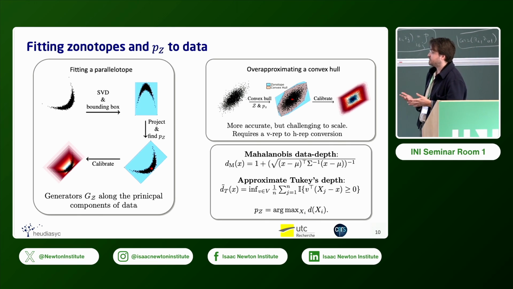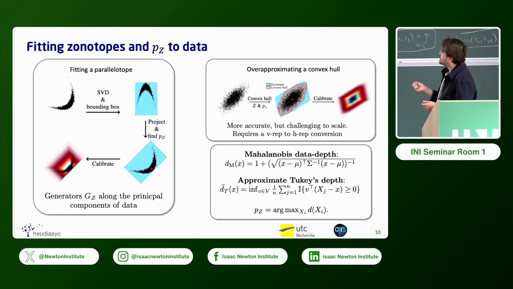A disadvantage of it is that you're always going to get like a box, right? So you're going to have the same amount of generators in the zonotope as you do principal components in the data. The other one will give you more general zonotopes. Essentially, you just take a simple convex hull of the data, and then you can over-approximate it with a zonotope. So this is slightly more general, a bit more accurate, but it's challenging to scale.